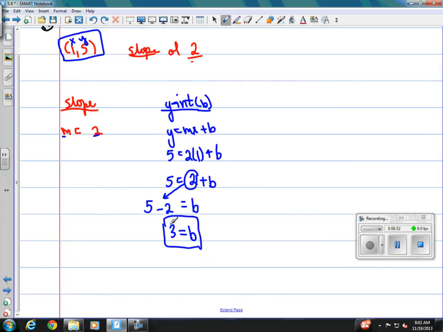And we now have b. So we have our m, we have our b. Now we're going to plug it all back into y equals mx plus b. So this is our final equation.